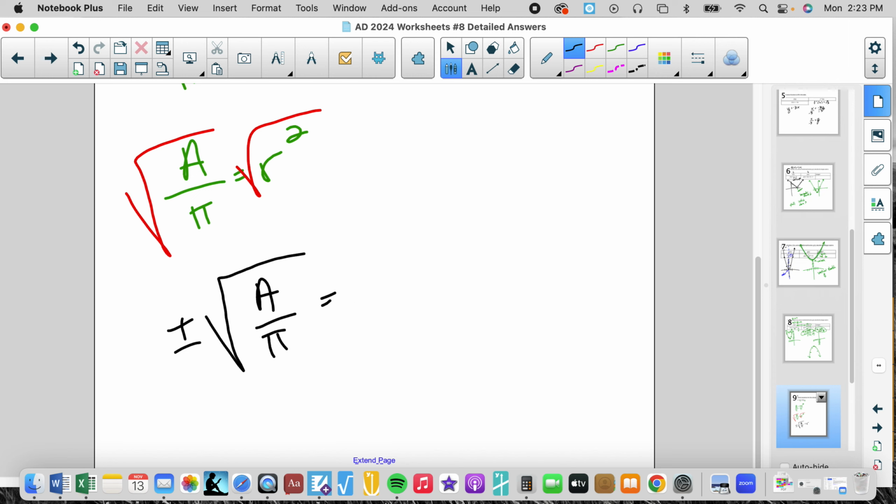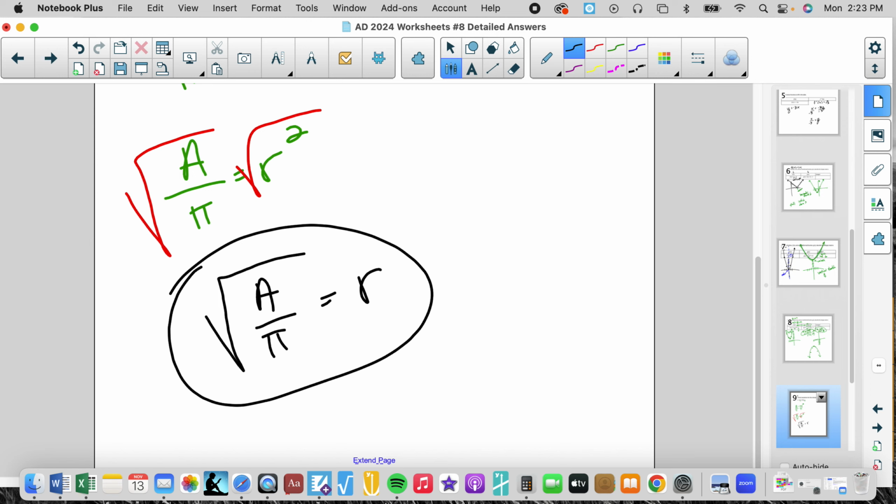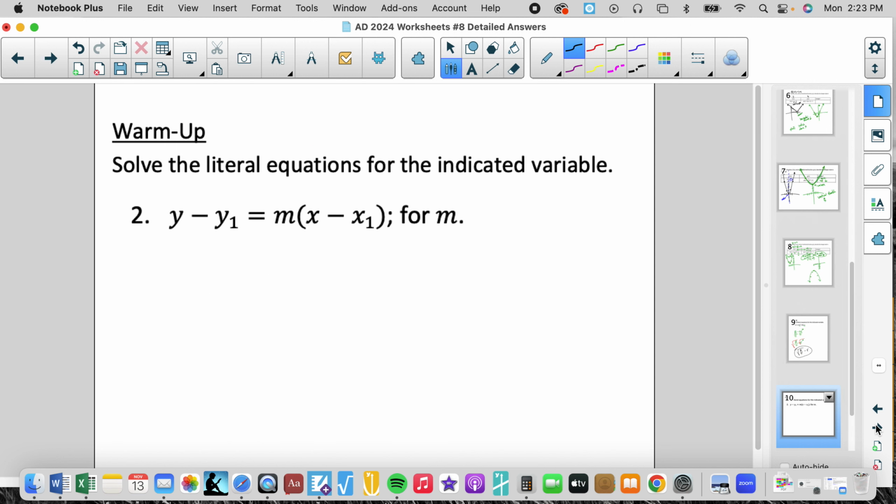I'm going to guess that we do plus or minus. Let's think about it. Yeah, because we're squaring r, so we can get a negative. However, radiuses will never be negative, so I think we're going to go back to just that. That'll be a fun one to check.